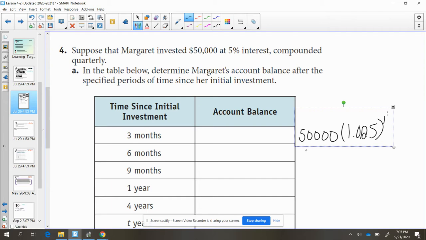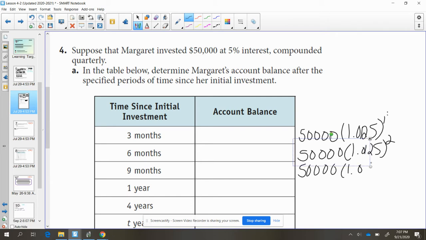And then after 6 months, that's compounding that same thing we just had, but now two times it's compounded. So it's been 6 months, and then keeping with the pattern, 3 months, and after 1 full year, that's 4 times that it's been compounded, right? Because it's every 3 months.